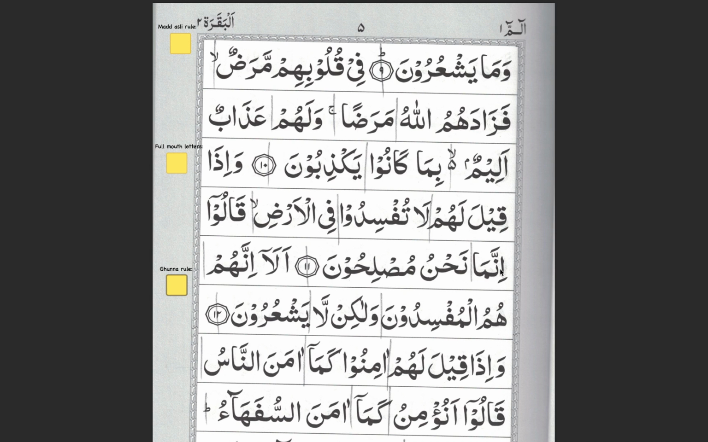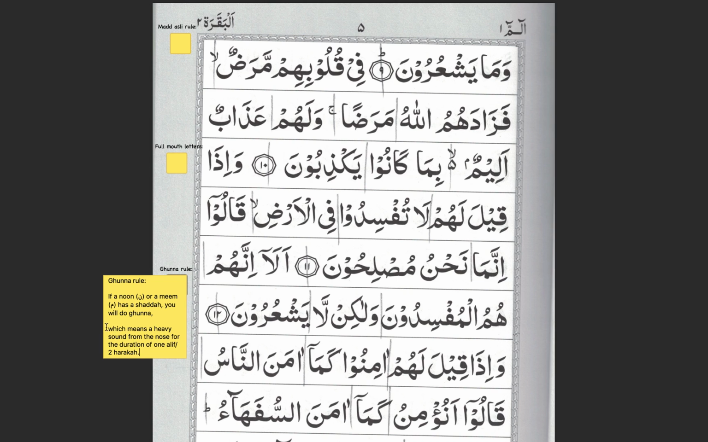So if I tell you what rule is happening here, what will you tell me? I thought you only do it if it's a nun or a mim. Yeah, so that's a nun, isn't it? So if I ask you what's the rule here, what will you say? If a letter has a shadda. Which two letters? If a nun or a mim has a shadda, then you have to use ghunna.